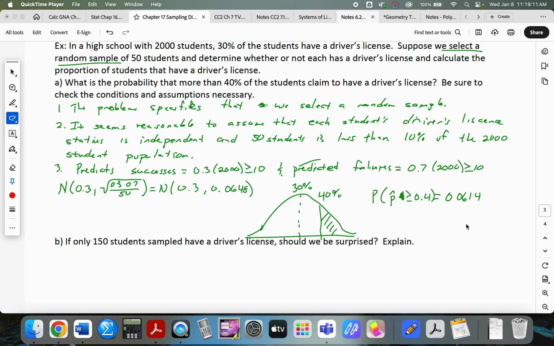All right, so we're going to change this. I apologize for the typo here, but suppose only 5 students have a driver's license. Should we be surprised? Okay, so the first thing you recognize here is everything that we've done so far has been in percentages, and now they're asking you about this number. So let's change this number to a percentage.